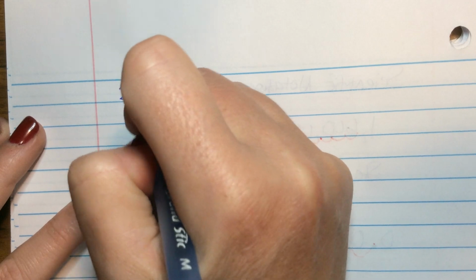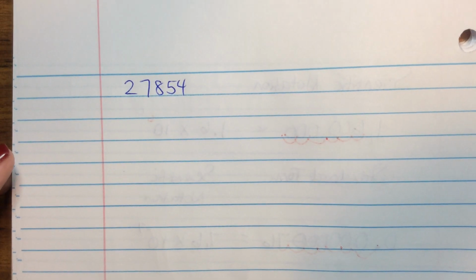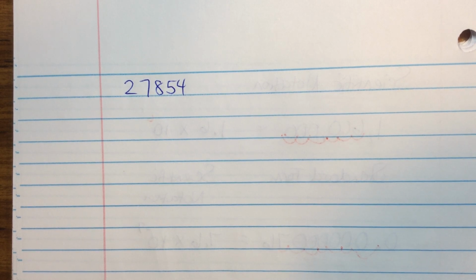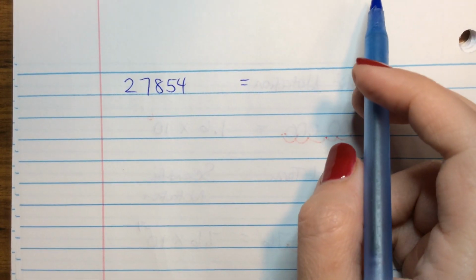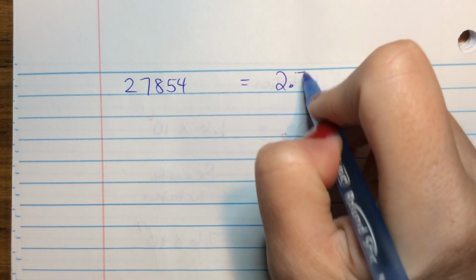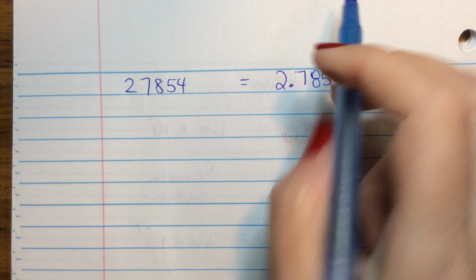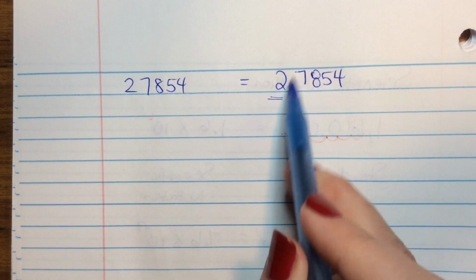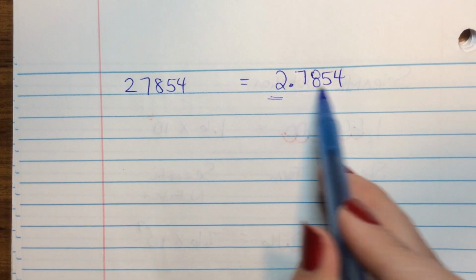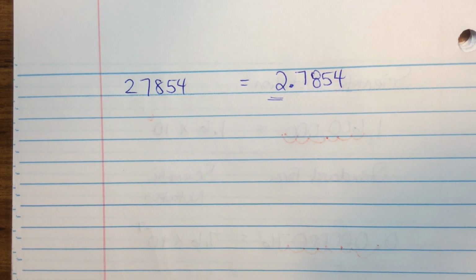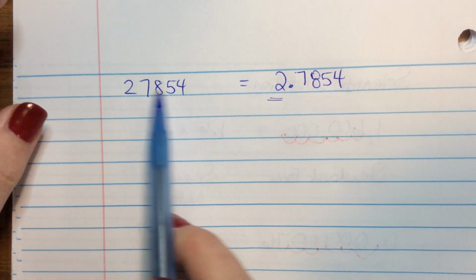So let's say our number was 27854. When we write it in scientific notation, we would have to put our decimal right after the 2. Notice that I only have one digit before the decimal, and then after the decimal I can have as many as I want. So just know that in order for it to be in scientific notation, that has to be true. You have to have one digit, then your decimal, and then all the rest of your digits.